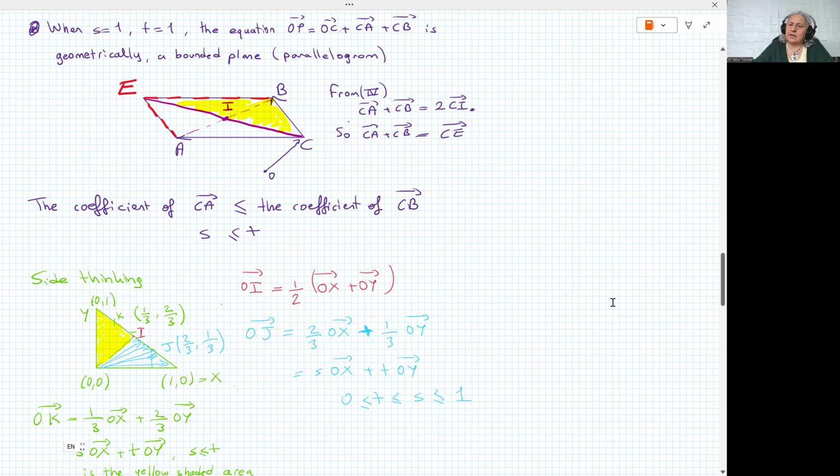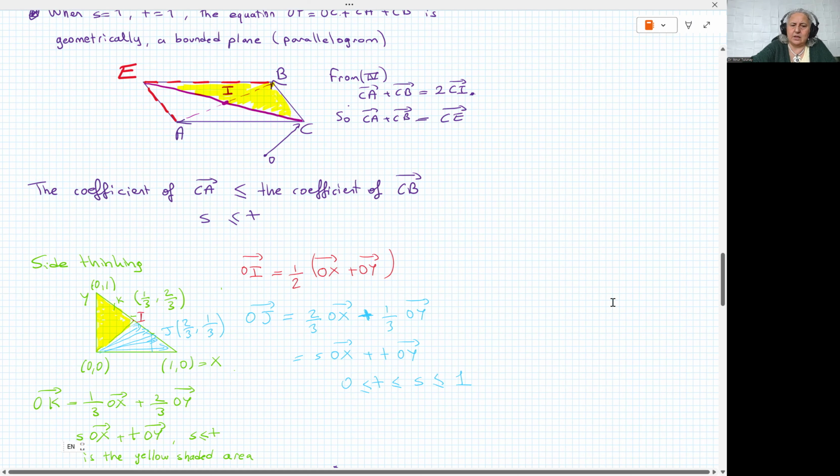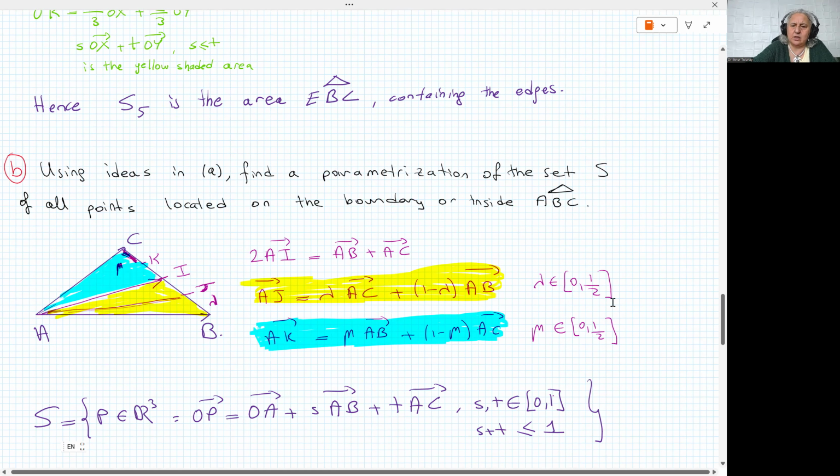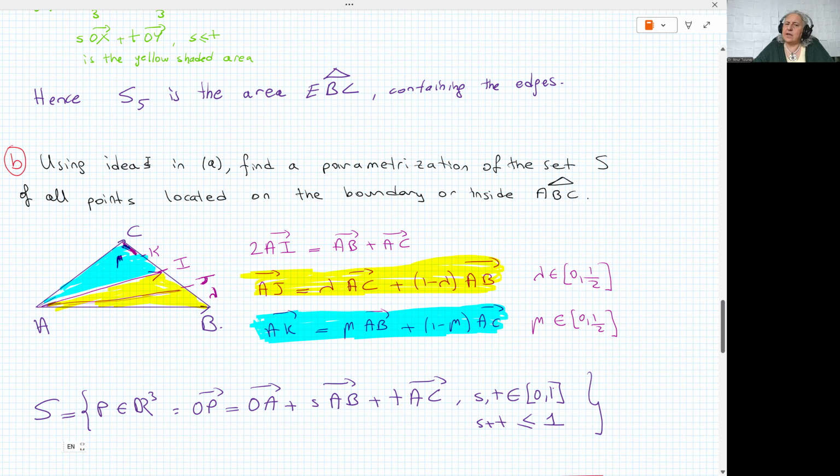Yep, I think it's clear. And the second part of this question: using the ideas in A, find a parametrization of the set S of all points located on the boundary or inside of a triangle ABC. Okay, we have a triangle ABC, and the midpoint is 2AI = AB + AC. And the points in this area will be like lambda AC + (1 - lambda) AB, where lambda runs from 0 to 1, too.